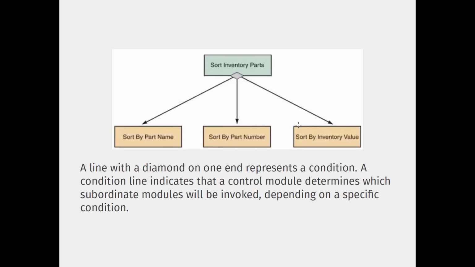In some cases you can also represent a diamond block like this. In a diamond block, what you see here represents some selection. So, sort inventory parts. You can select either sort by part name, sort by part number, or inventory value. Depending on your requirement, you can model them.